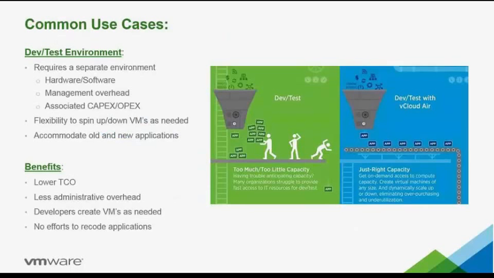So starting off, one of the big use cases that you'll find when you're talking to your customers is for dev test environments. Now, typically with a dev test environment, you have to have separate hardware and software environment. You have that additional management overhead to manage that additional environment for testing. And you also have that associated CapEx and OpEx associated to, again, that additional hardware and software that has to be purchased. The developers need to have the flexibility to be able to spin up and spin down VMs as needed typically, depending on what they're testing. So they need that flexibility.